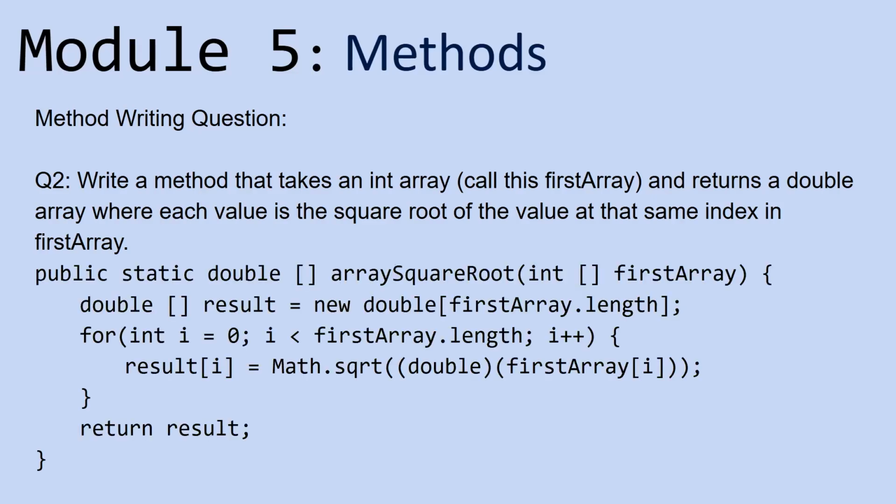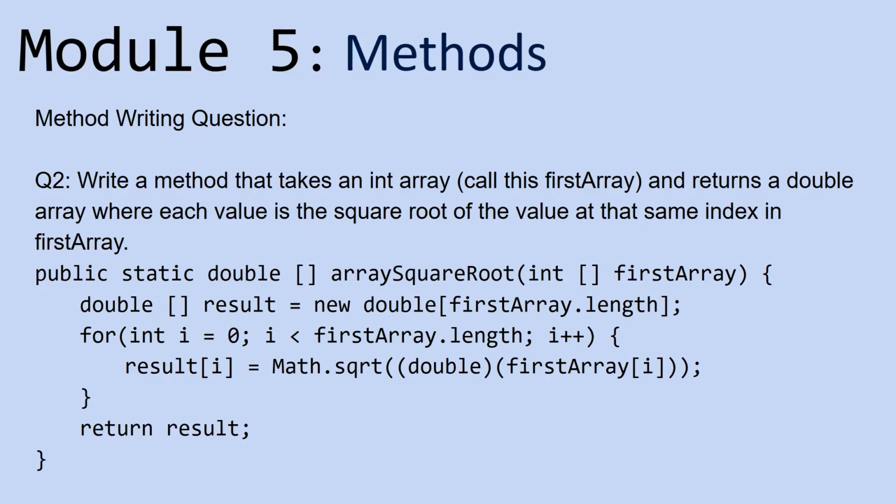All right, we have public static. That's pretty much always there. And then we have double array for our return type. And I just called this method array square root. You can call it whatever. And then for its parameter, it takes an integer array, and its name is first array.